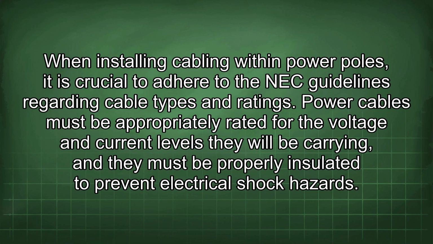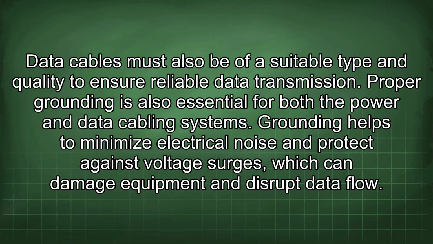When installing cabling within power poles, it is crucial to adhere to the NEC guidelines regarding cable types and ratings. Power cables must be appropriately rated for the voltage and current levels they will be carrying, and they must be properly insulated to prevent electrical shock hazards. Data cables must also be of a suitable type and quality to ensure reliable data transmission. Proper grounding is also essential for both the power and data cabling systems. Grounding helps to minimize electrical noise and protect against voltage surges, which can damage equipment and disrupt data flow.